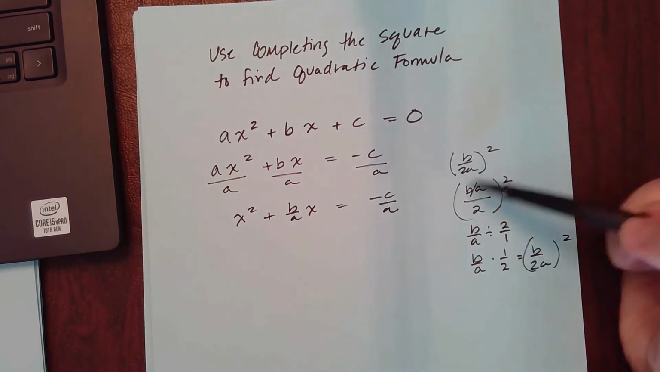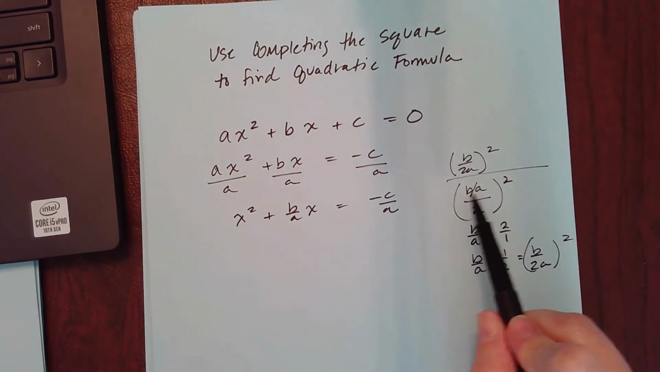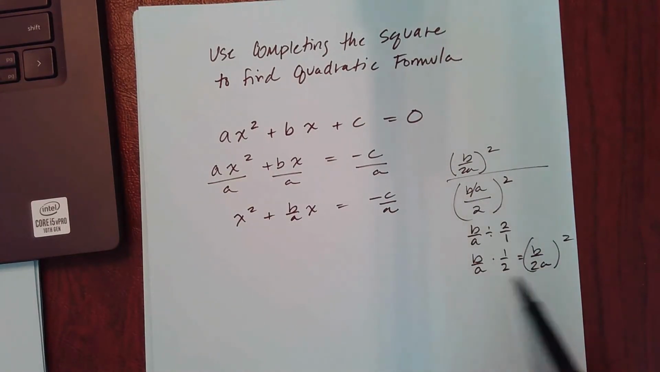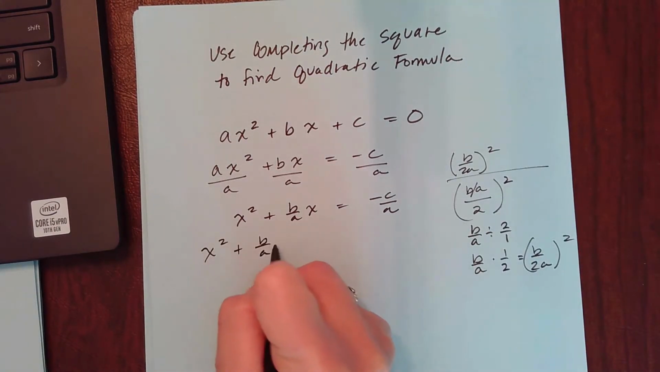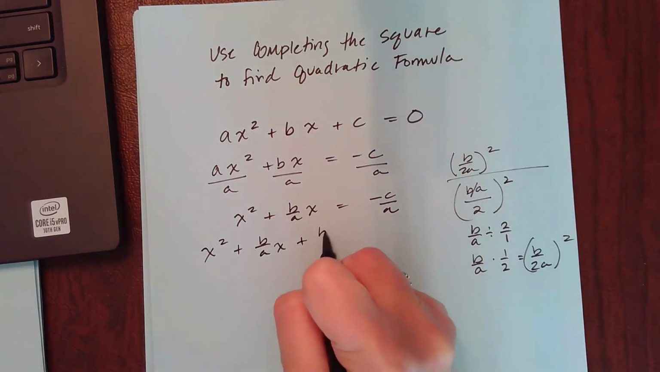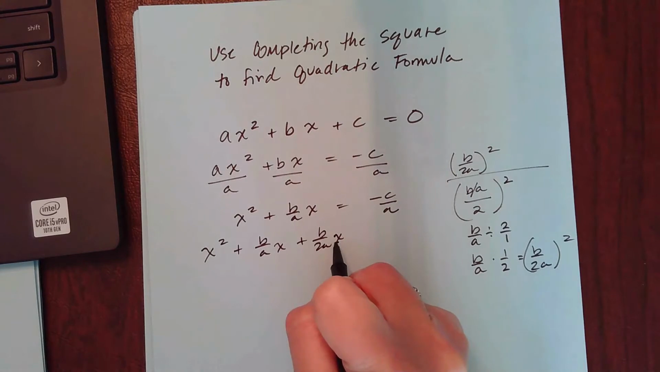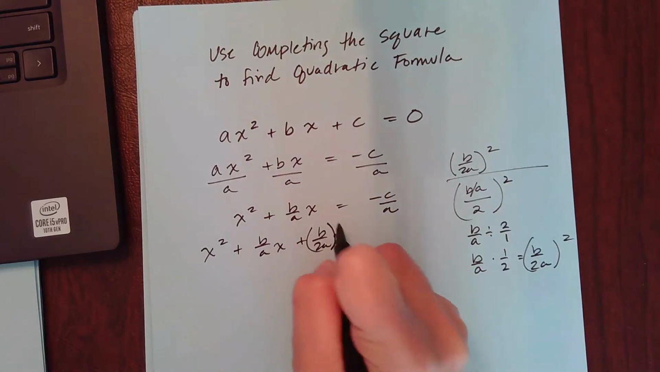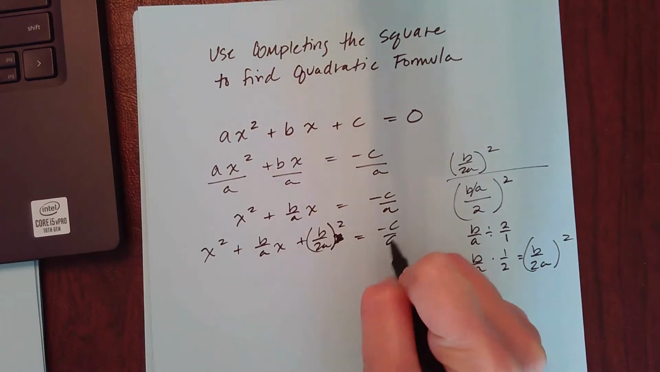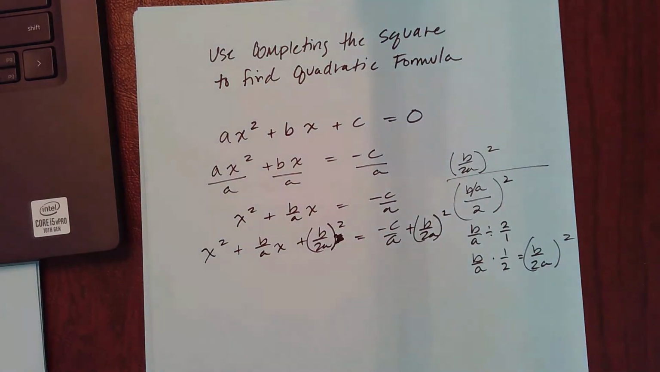So it's b over 2a squared, and add it to both sides. Here's my b value, here's my a value. I simplified, and now I'm squaring it. And now I'm going to add this to both sides. Oops, there's no x here. So I added that b over 2a squared to both sides.